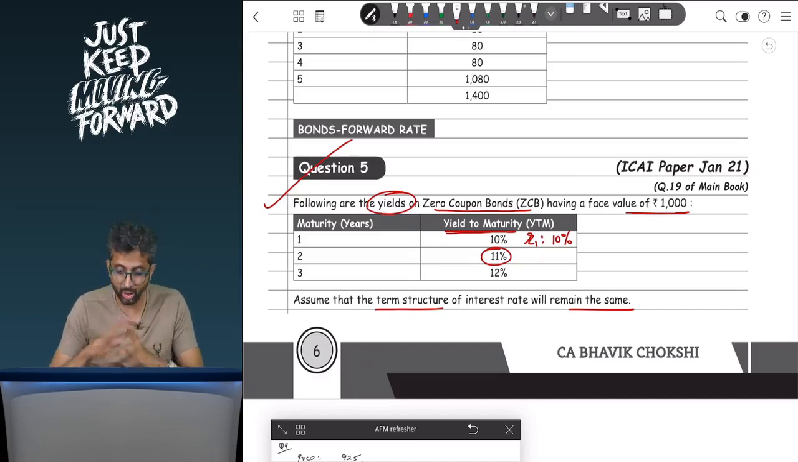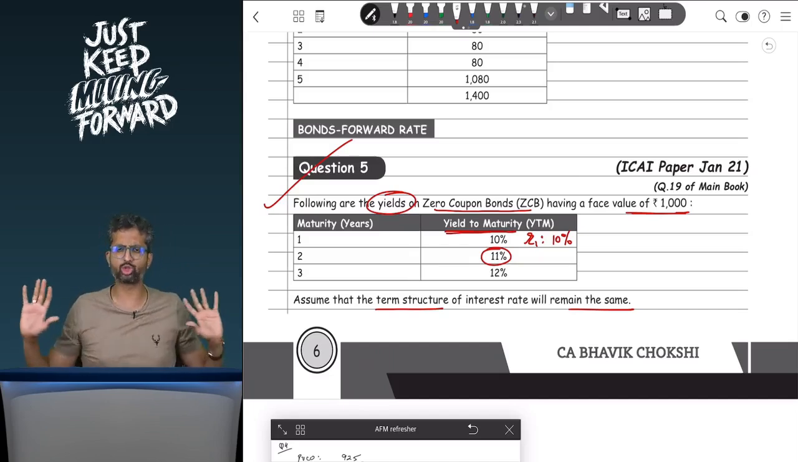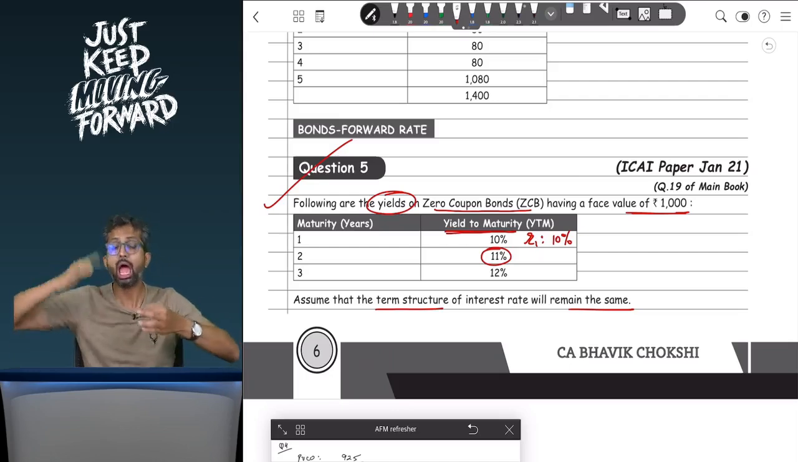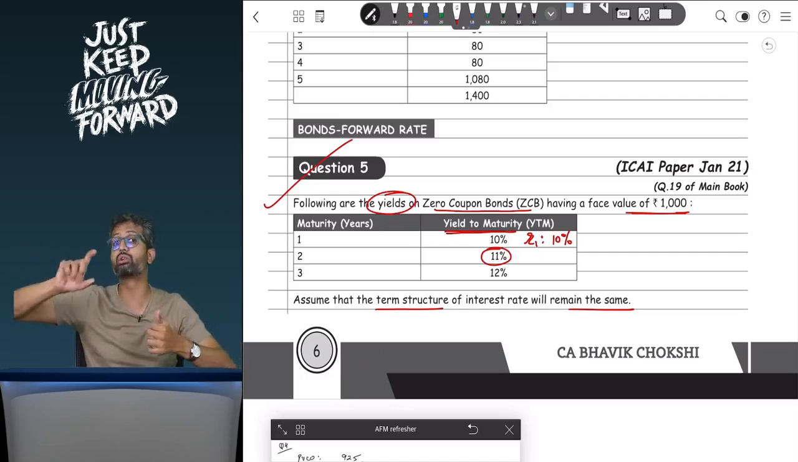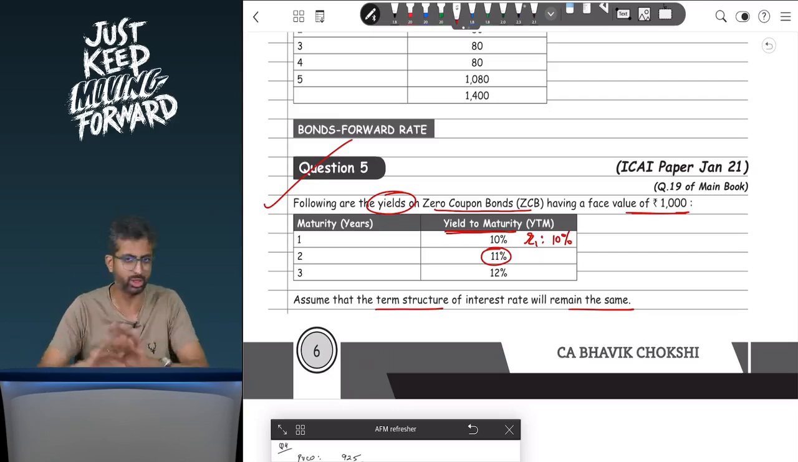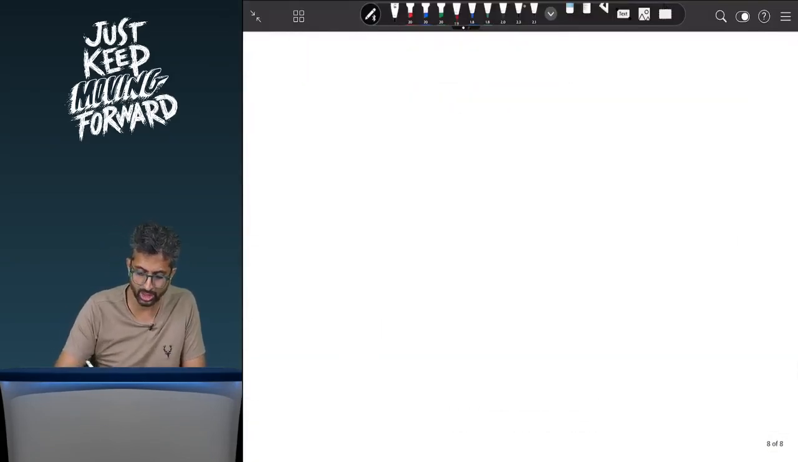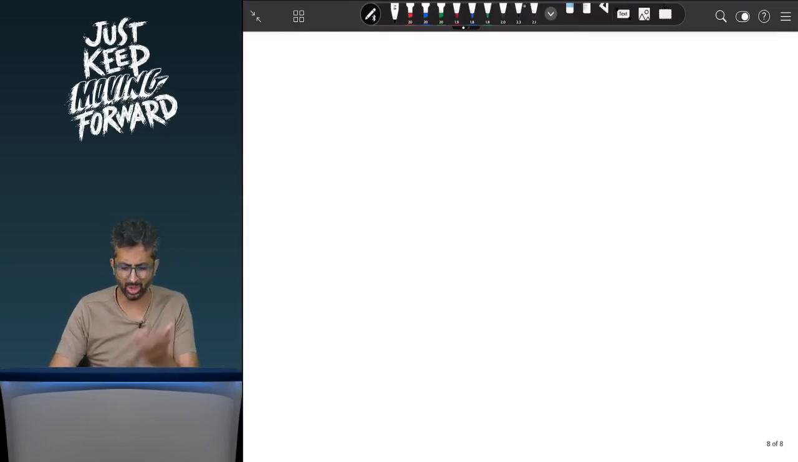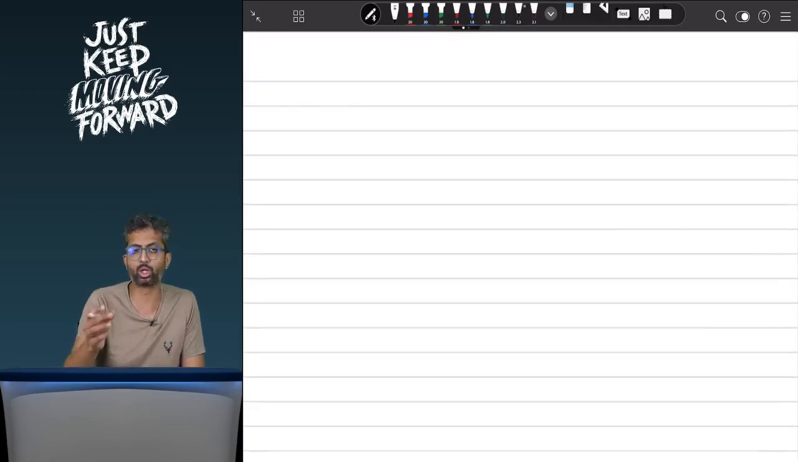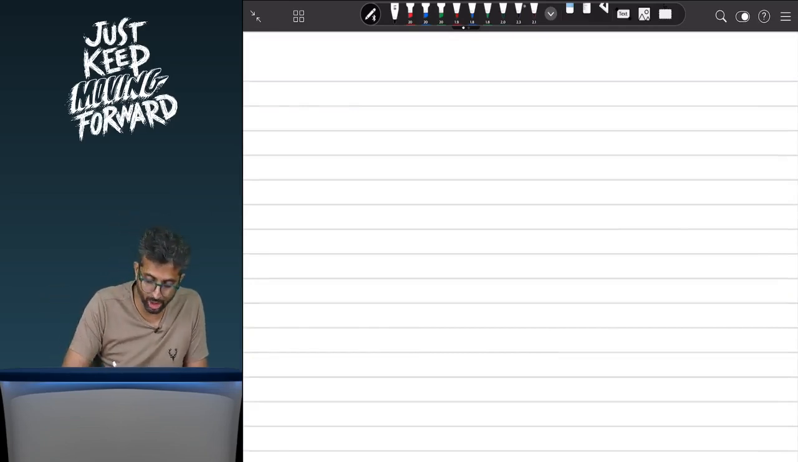Because the question very clearly tells you yield to maturity. Yield to maturity means on an average, if I were to buy the bond today and hold it for 2 years, what is the average return I am earning in each of the 2 years? That is the yield to maturity, literal definition. So if I want to find the forward rate, how will I do that? If I had 1 rupee, which I invested for 2 years, that would fetch me 11% on an average for 2 years. So this 1 rupee after 2 years will become 1 plus 0.11 raised to 2.